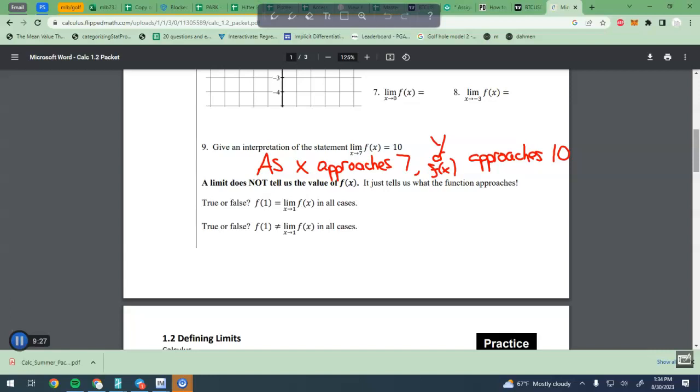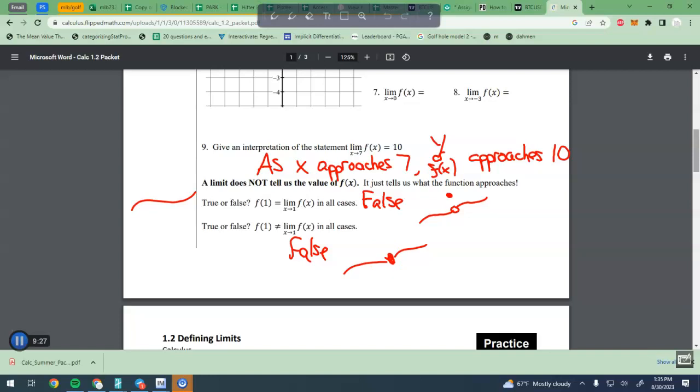This is saying f of 1, the y value, is equal to the limit in all cases. True or false? It's false. An example would be something like this, where that's the limit, and that's the y value. If these are equal, what's it called? Continuous. Everything's nice and smooth. True or false here? The y value is not equal to the limit in all cases. That's false, because there are definitely times when it looks like that, it's nice and smooth, everything fills in, and they are equal.